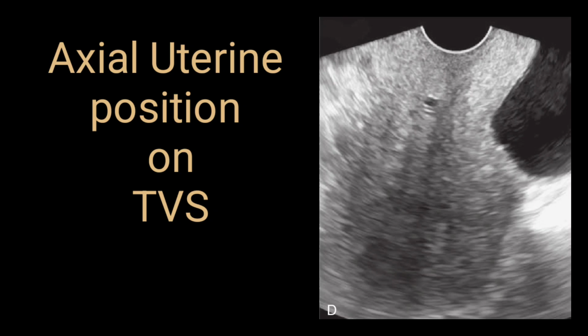The endometrial canal is not clearly visible. A small cyst in the area of the cervix can be seen. It may likely be a Nabothian cyst, but this image is not so clear. It is an axial uterine position.